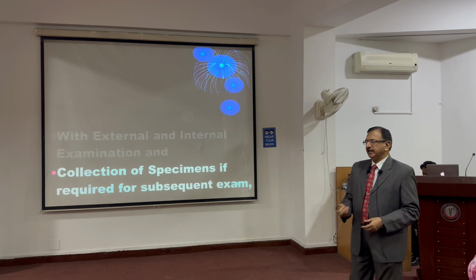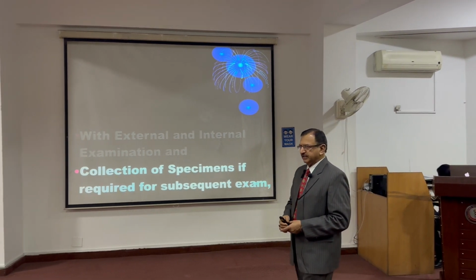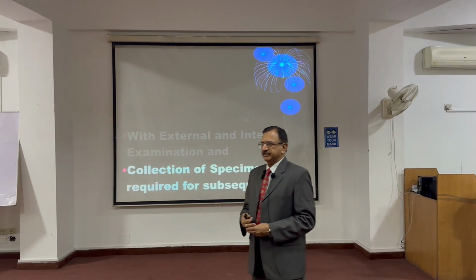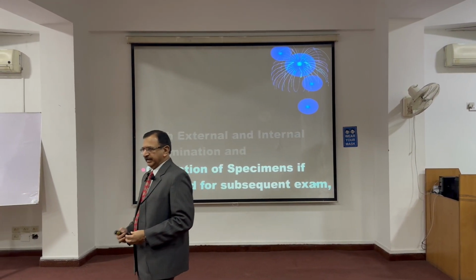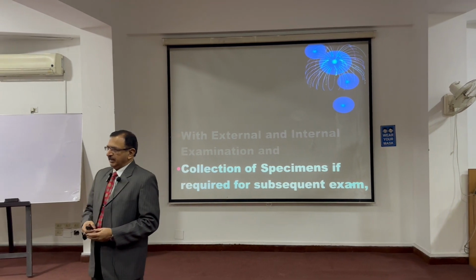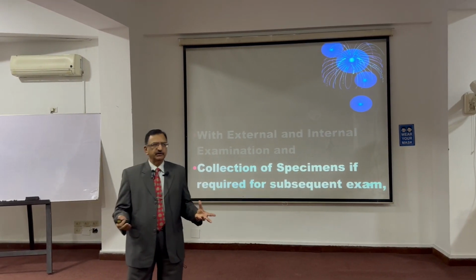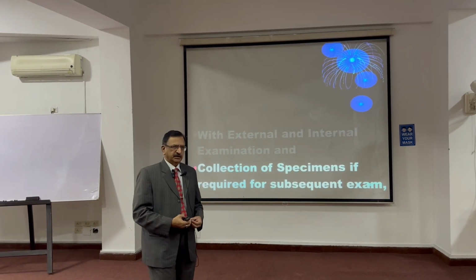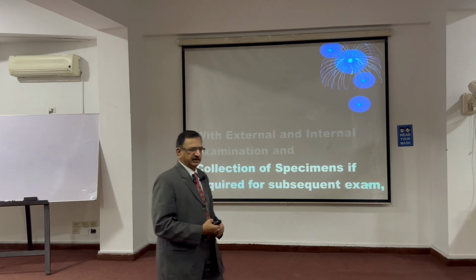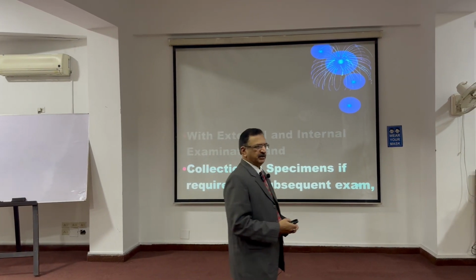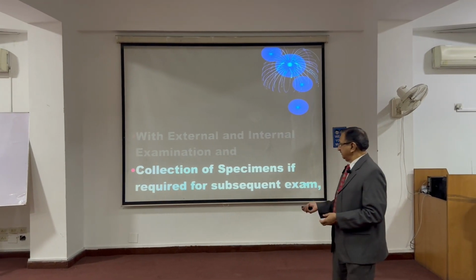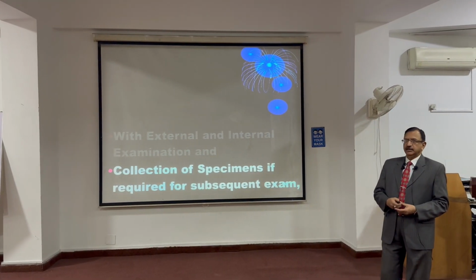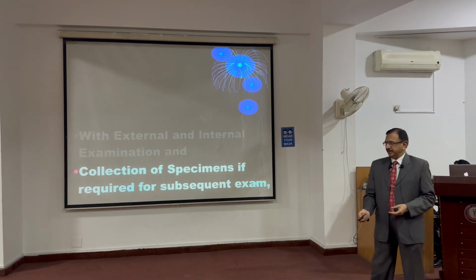For example, if the allegation is that the person was poisoned, then you have to take the specimen of certain viscera to detect the poison. And when the allegation is that the person died of natural disease, then you have to take the specimen of certain viscera for histopathological examination. So the aided examination will be required in cases where it is indicated.